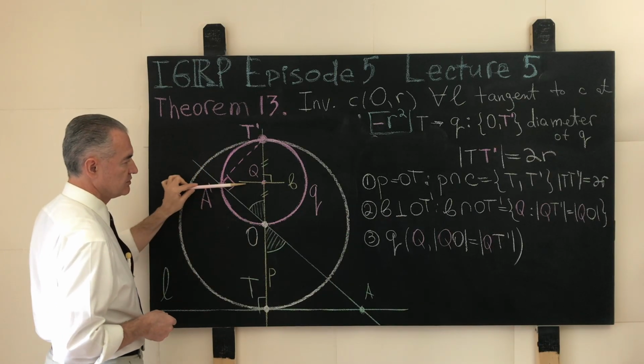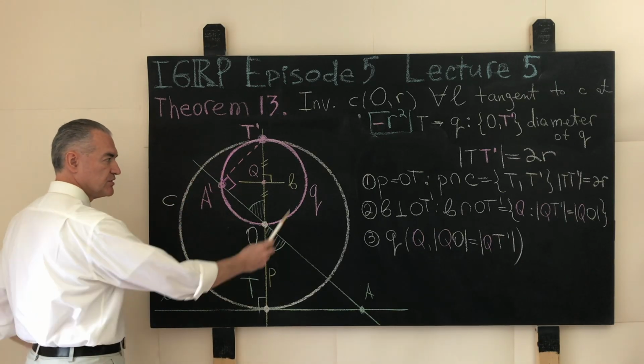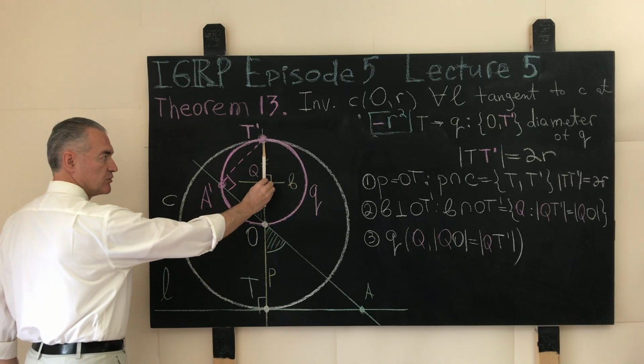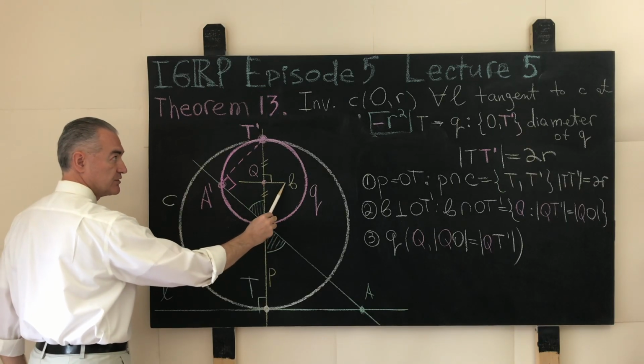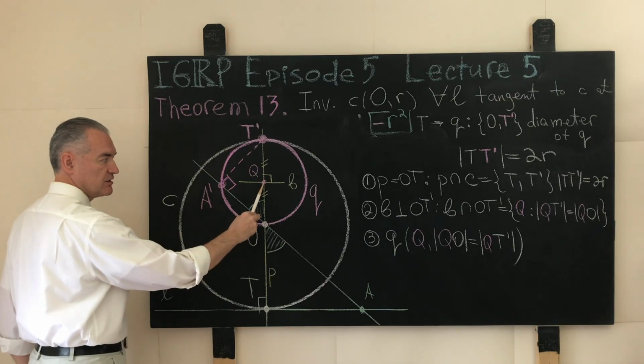This is the step shown in visual representation. The straight line B, perpendicular bisector. This line segment over here is equal to this line segment, and that straight line B will intersect the line segment T prime O at a point Q, which is basically what we want.